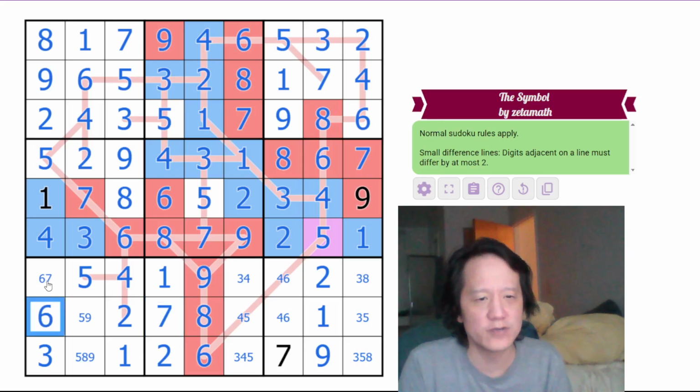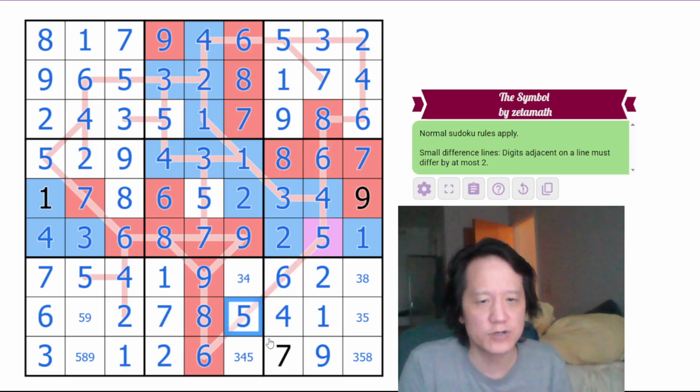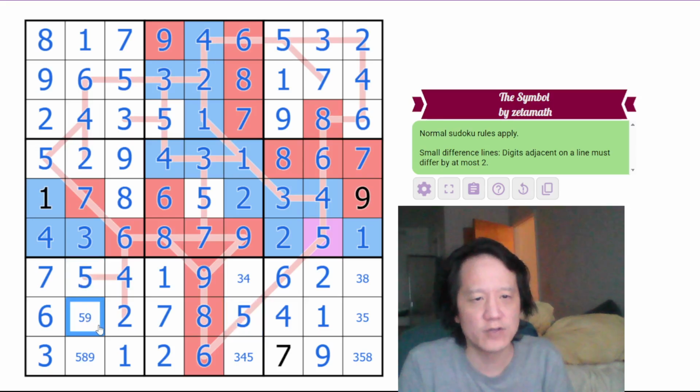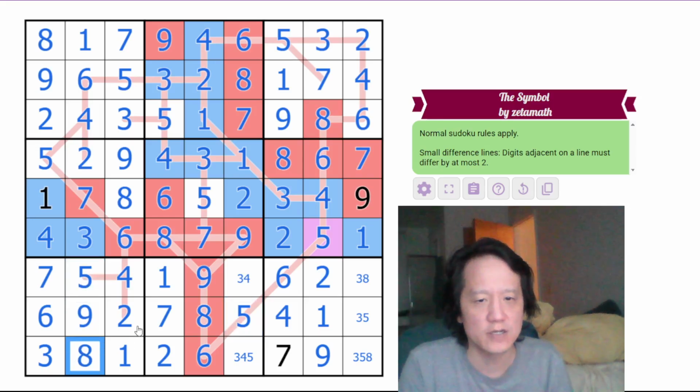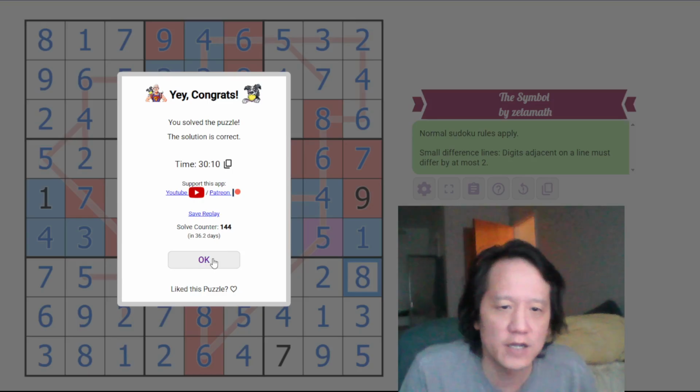7 eliminates 7 here, so it's 6 and 7. 6 eliminates 6 here, so it's 4 and 6. 4 eliminates 4 here, so it's 5. This 5 eliminates 5 here, so it's 9, which makes this 8. 4 eliminates 4 here, so it's 3, which makes this 4. This can't be 3 or 8, so it's 5, which makes this 3, which makes this an 8. And that's a solution.